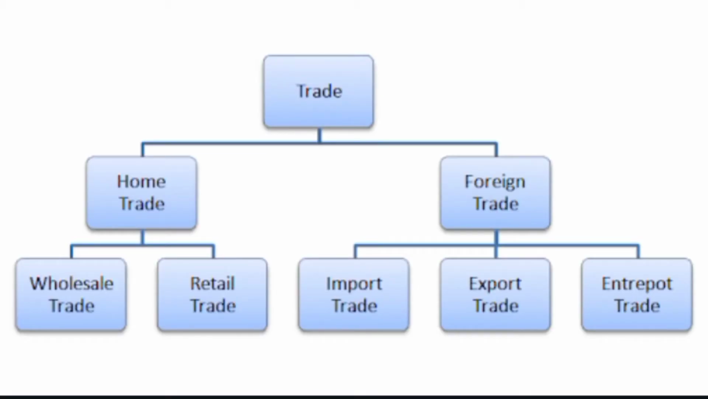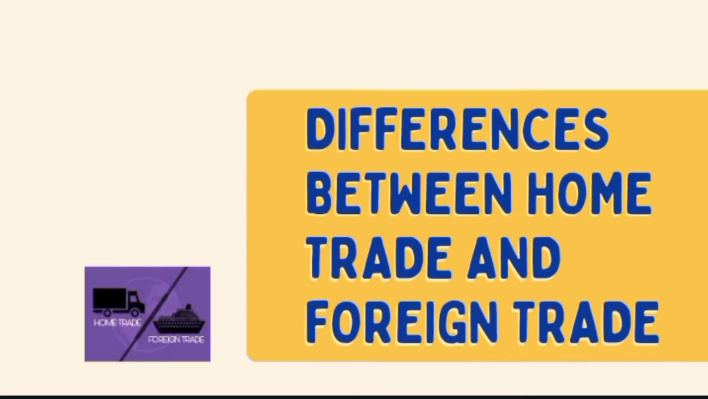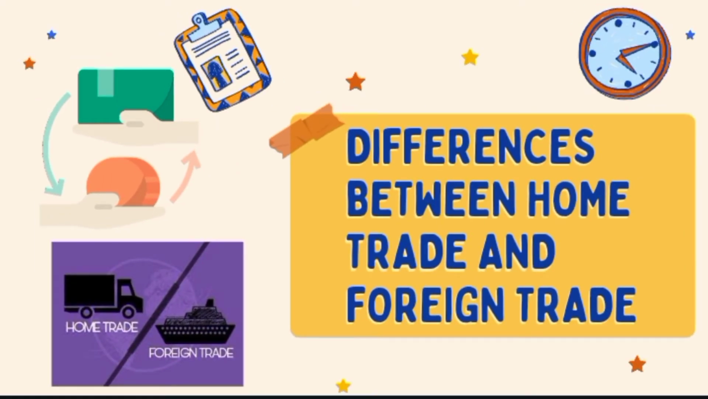The diagram here shows the division of trade, as it is classified into home trade and foreign trade. Under the home trade, we have the wholesale trade and the retail trade, while under the foreign trade, we have the import trade, export trade, and the intraport trade. So these are the forms or types of trade. Now let's take a look at the differences between the home trade and the foreign trade.